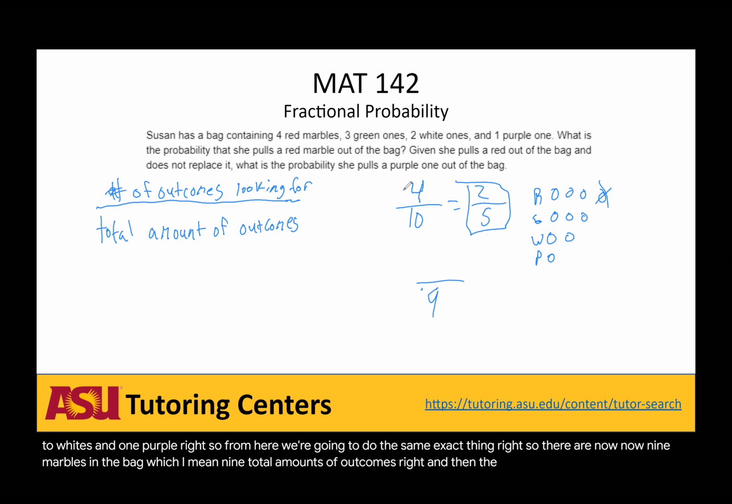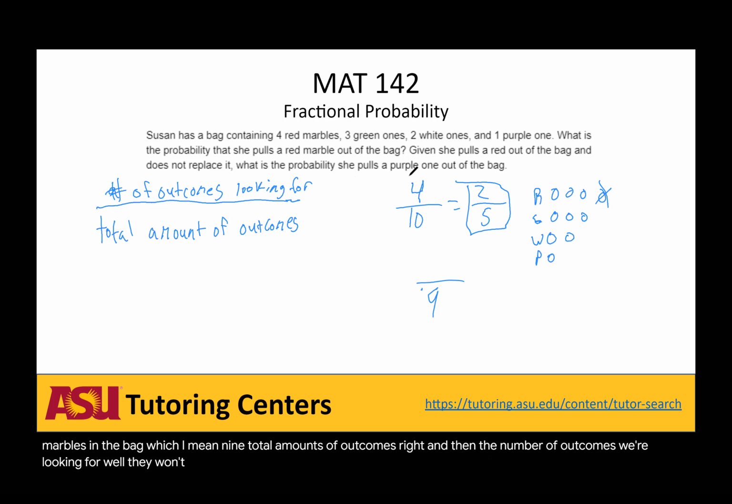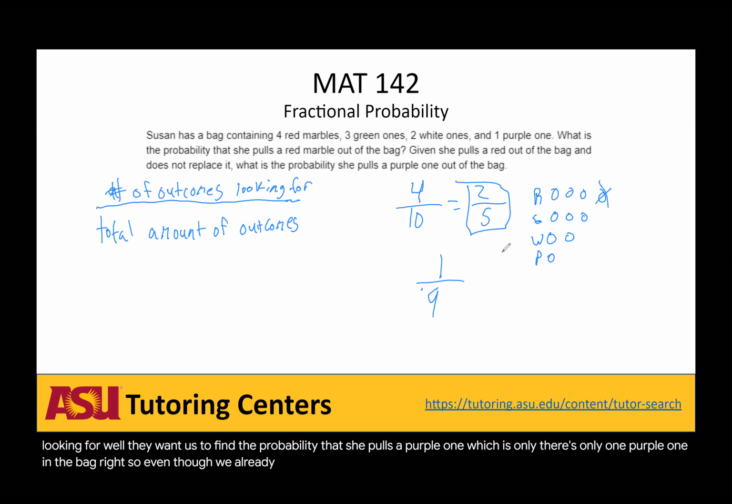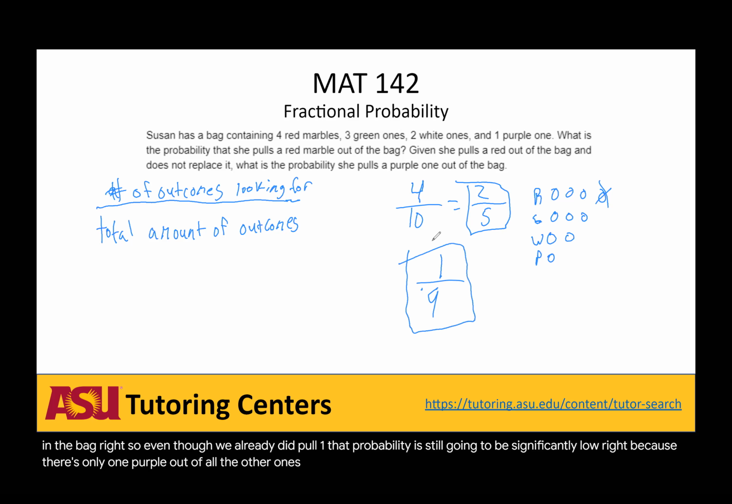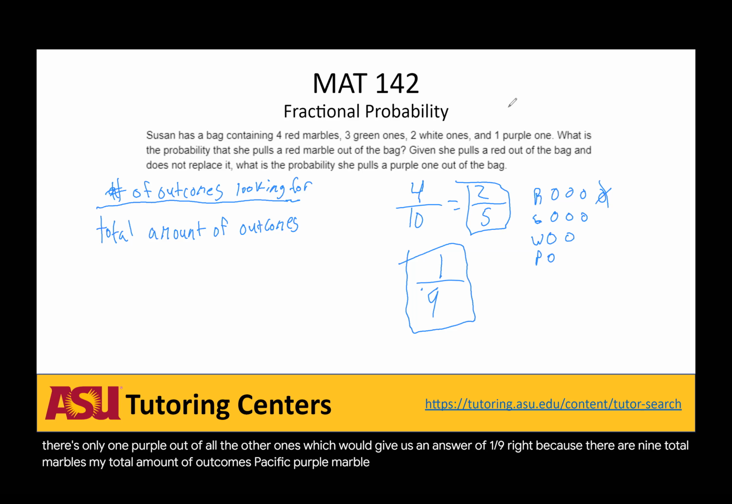The number of outcomes we're looking for: they want us to find the probability that she pulls a purple one, and there's only 1 purple one in the bag. So even though we already pulled one, that probability is still going to be significantly low, because there's only 1 purple out of all the other ones, which gives us an answer of 1/9. There are 9 total marbles, 9 total outcomes, and we're only looking to pull that 1 specific purple marble. But again, fractional probability can apply to a lot of different applications.